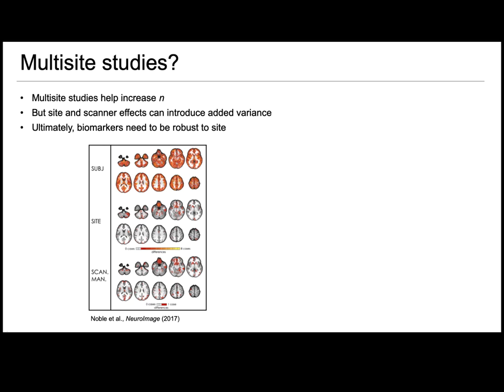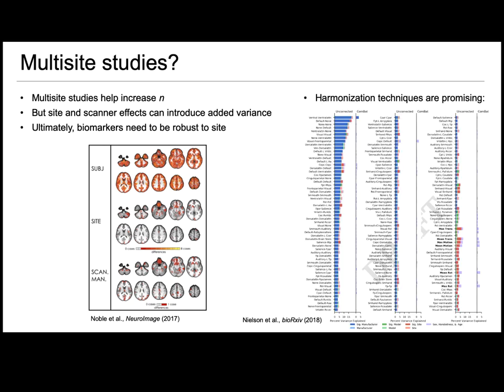But ultimately, if we want to create a biomarker that's useful in the real world, it should hopefully be robust to site. It shouldn't matter where we're scanning people. And just as a quick shout out to work from Dylan Nielsen and Adam Thomas, it does seem that there are some promising techniques to harmonize data across sites. Dylan applied this algorithm called ComBat, which is a Bayesian framework for trying to remove some of these site effects. This is really small, but the only point I want you to see here is that all of these rows are different features of connectivity, basically different brain metrics.